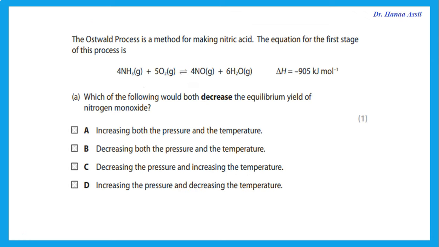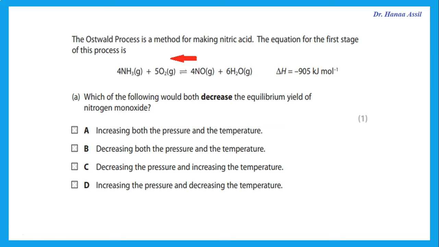So in this question, for example, it says the equation for this stage is this: which of the following would both decrease the equilibrium yield of nitrogen monoxide? So if we want less NO, that means we want the reaction to go back. Which of these will cause the reaction to go back?